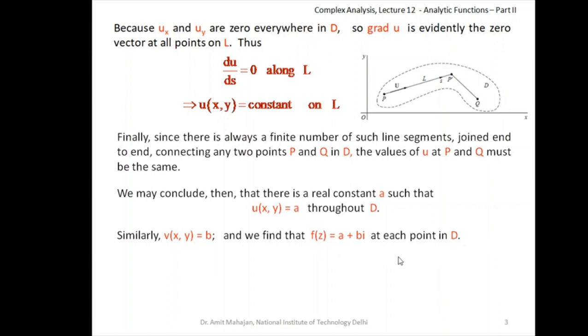So this is one result that you should remember: if the derivative of a function is 0 throughout the domain, then the function must be a constant function throughout that domain.